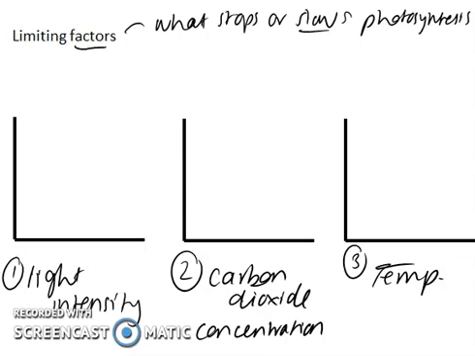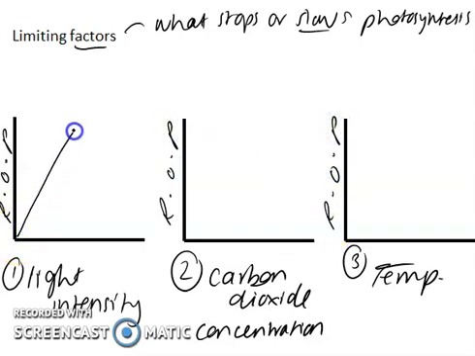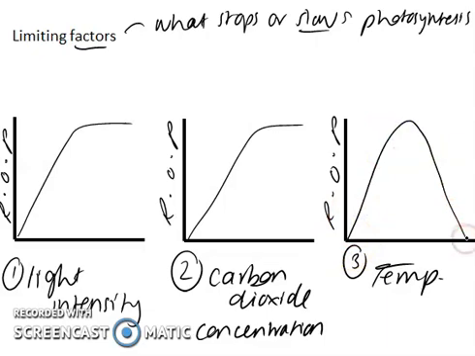So on your graphs, this is a graph against rate of photosynthesis. So rate of photosynthesis, ROP. Light intensity graph will look a little bit like this. The carbon dioxide concentration graph will look the same, and temperature will look like a mountain peak. So let's explain and describe what's happening here.